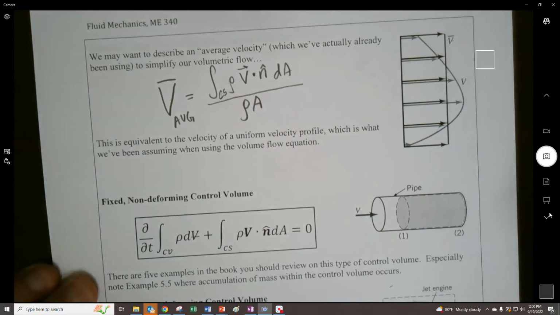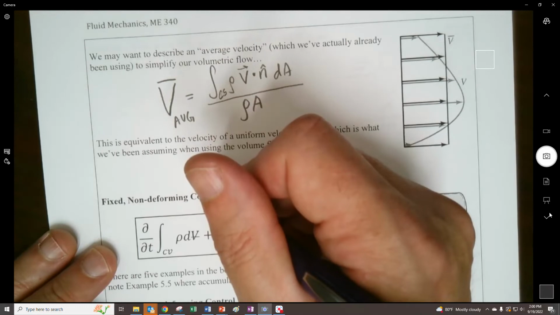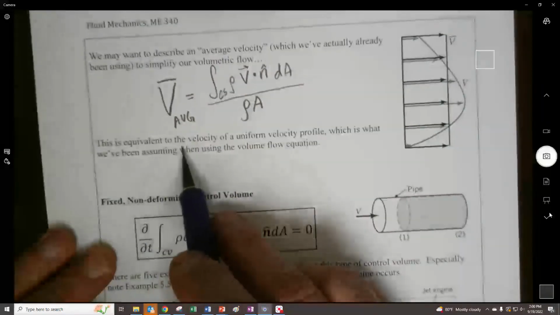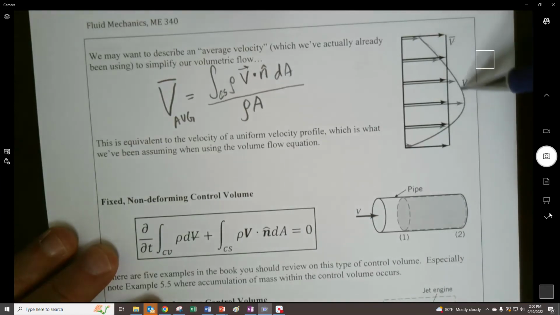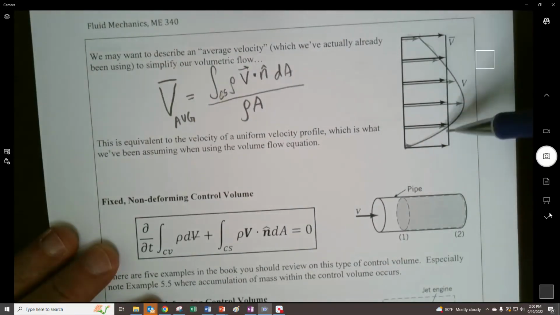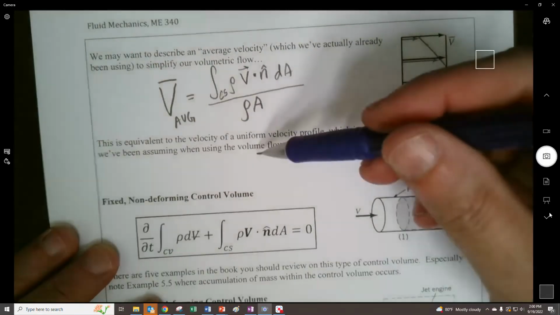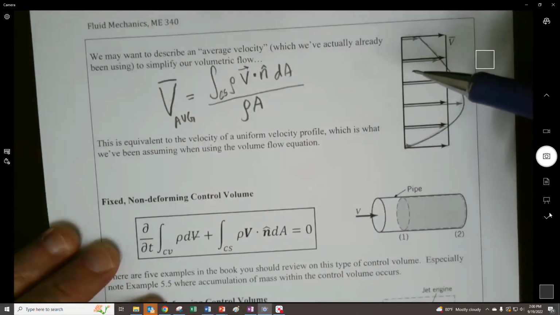So that's very helpful to us, and this is equivalent to the velocity of a uniform profile, right? Most velocity profiles are not uniform, but we could say, let's just pretend that it's uniform across the entire surface, and therefore we can find an average velocity, and that's what we probably use most often.